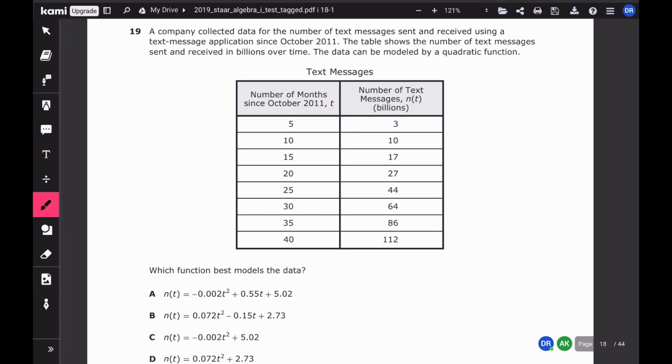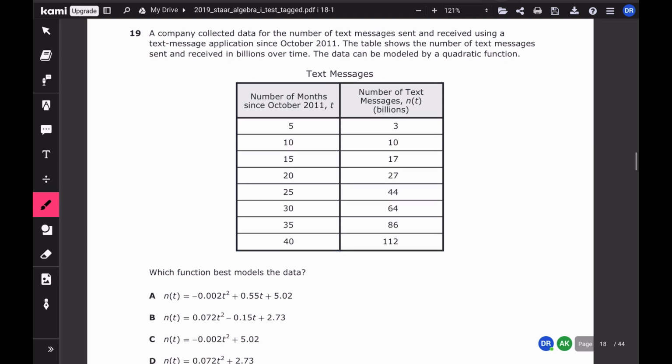A company collected data of the number of text messages sent and received using a text message application since October 2011. The table shows the number of text messages sent and received in billions over time. The data can be modeled by a quadratic function. Now we know what the quadratic function is. We have to see if it is in the form, your quadratic function is always in the form y is equal to ax square plus bx plus c.